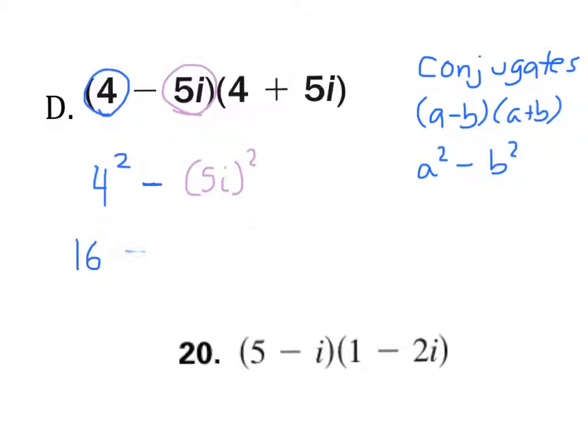16 minus 5 squared is 25. i squared is negative 1. So now we get a double negative here. So I am going to change that to a plus 25. And so my answer is 41. What if you tried to do it?